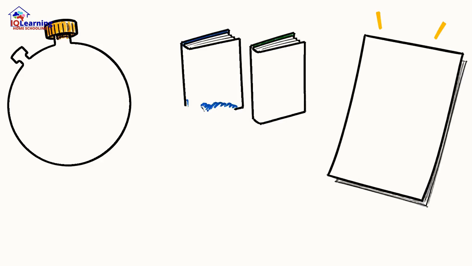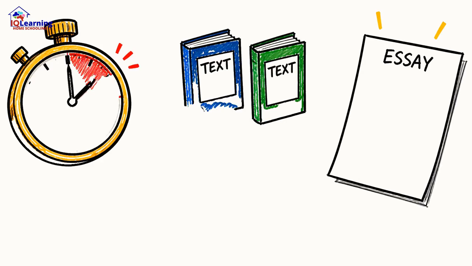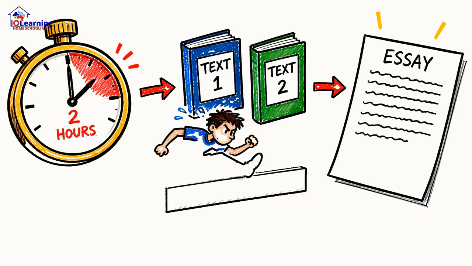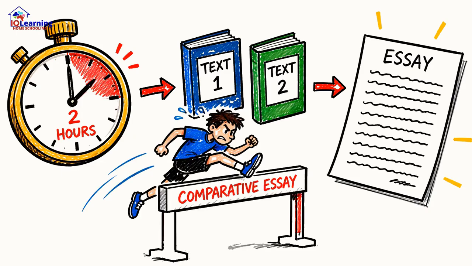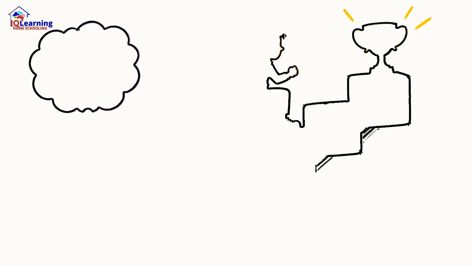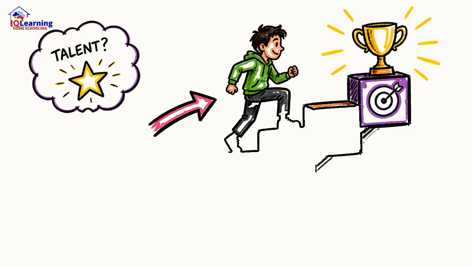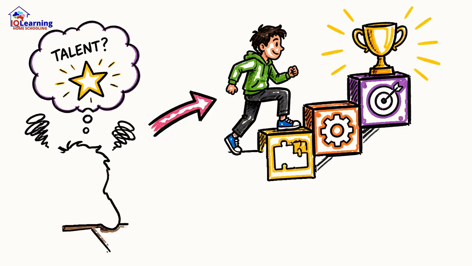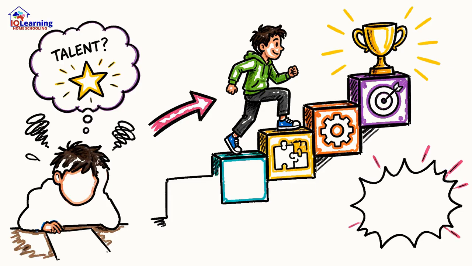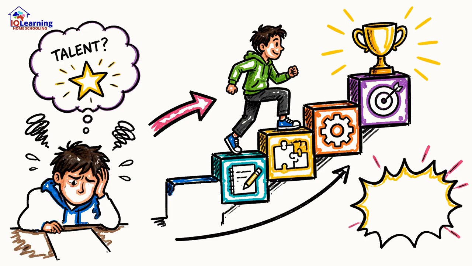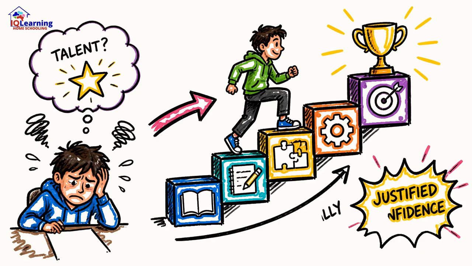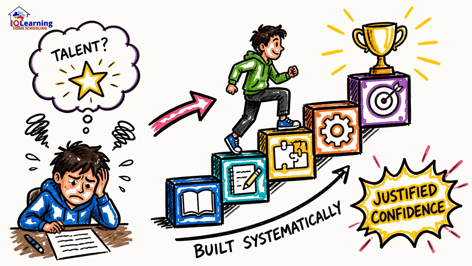The clock starts. 2 hours, 2 texts, 1 essay. The comparative essay is a major hurdle in VCE English. It can feel like a test of pure talent under immense pressure, but it's not. It's a test of process. Success here isn't born from a last-minute stroke of genius. It's built systematically, week by week, to create what you could call justified confidence.